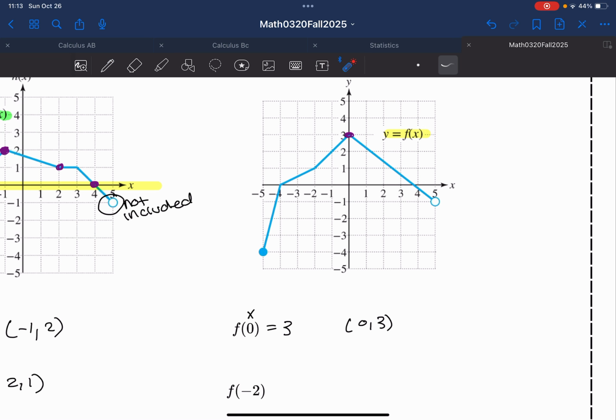Then I need to find f of -2. So this is going to be my x value, -2. -2 is right here. I can go up to meet my graph, and that would be at the corresponding y value 1. So f of -2 equals 1, or I write the point -2, 1.